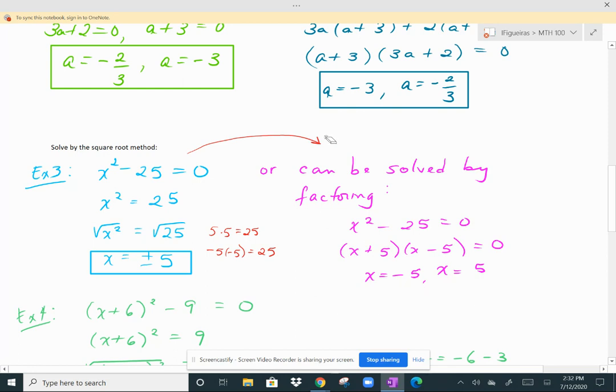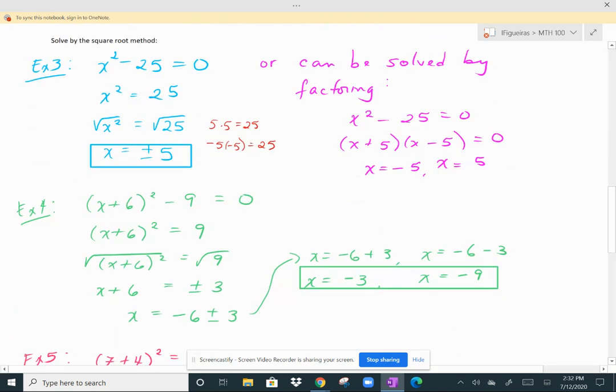Okay. But not everything is factorable, so that's why we're learning other methods, such as the square root method, and such as completing the square and the quadratic formula in future lessons. All right, so here's another one.